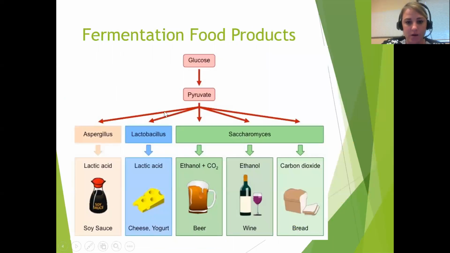This is kind of showing you what happens. We go through glycolysis, we get those pyruvates, and then these are specific types of organisms and what they create. We see soy sauce, cheese, and yogurt. These are both lactic acid fermentation. And then we have alcoholic fermentation. You can see beer, wine, and bread. Those are all going to be made through fermentation.